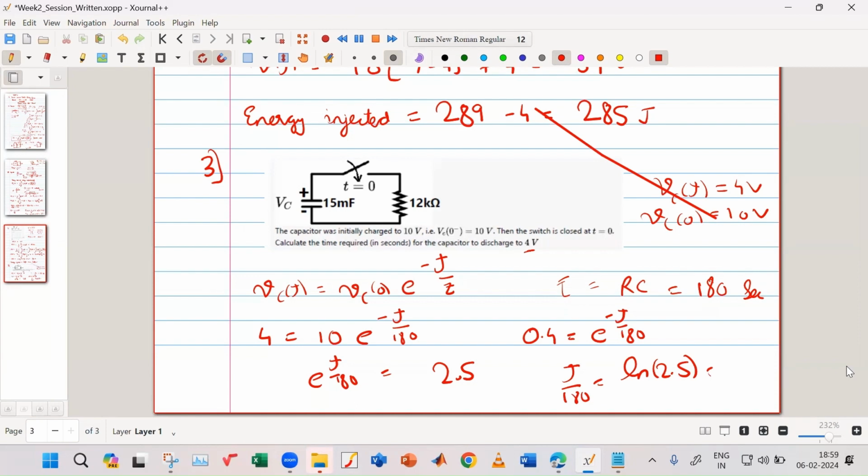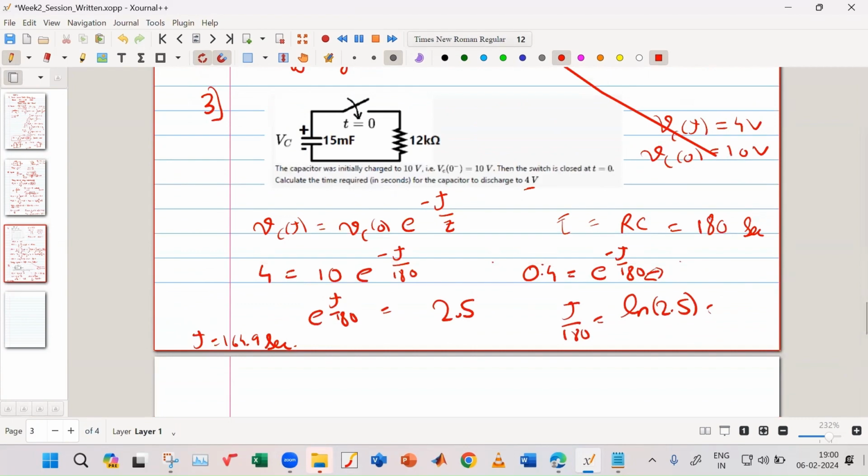Oh, I think it is not 2.5, right? 4 by 10 is 0.4, and 0.4 inverse is 2.5. So this is my equation, and this way also we can do it. So ln of 2.5 is 0.91 into 180, and that comes out to be 164.9 seconds. So t comes out to be 164.9 seconds.